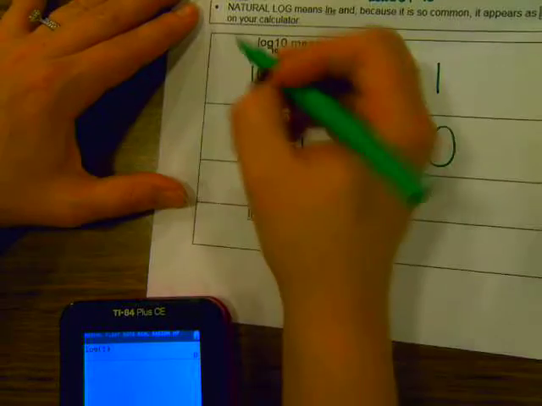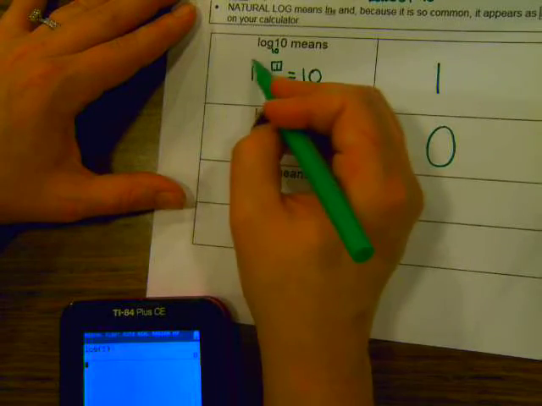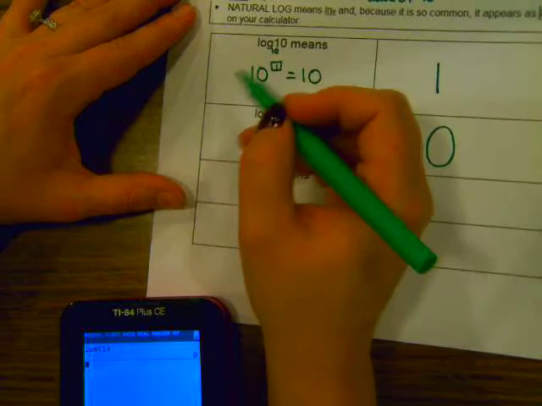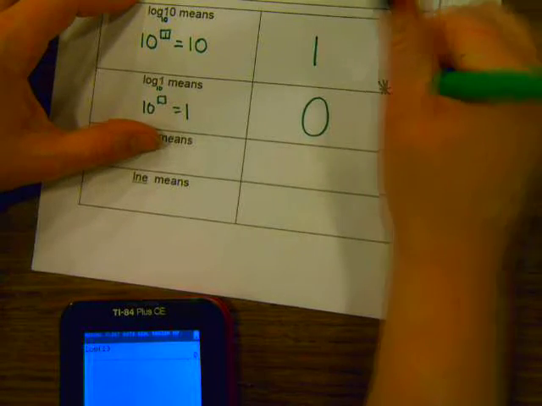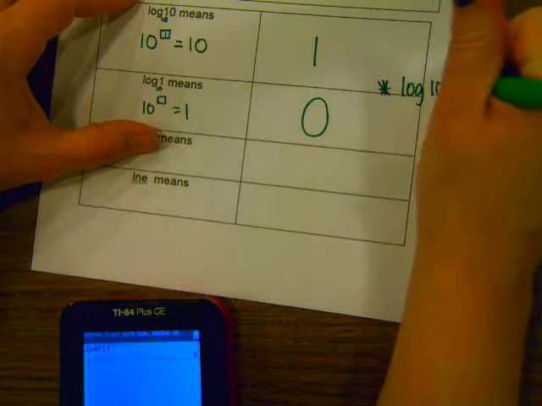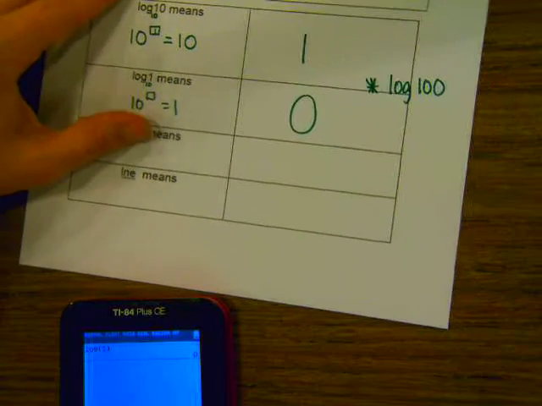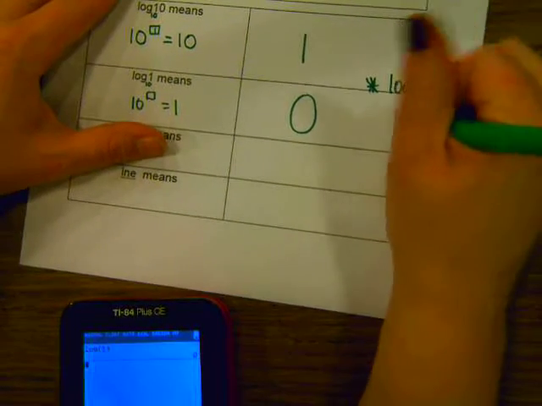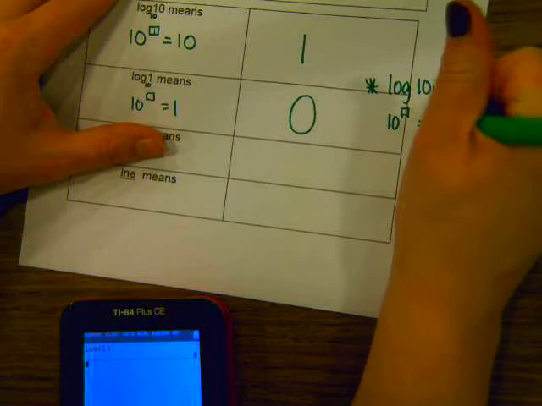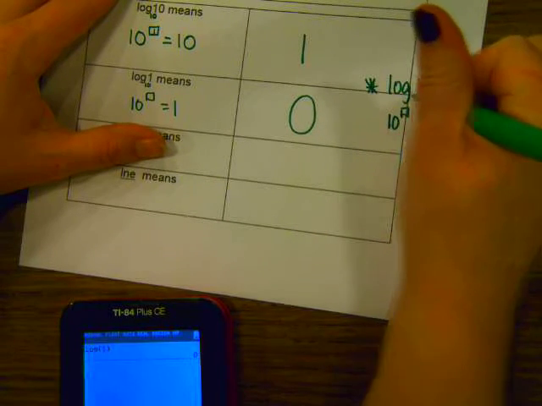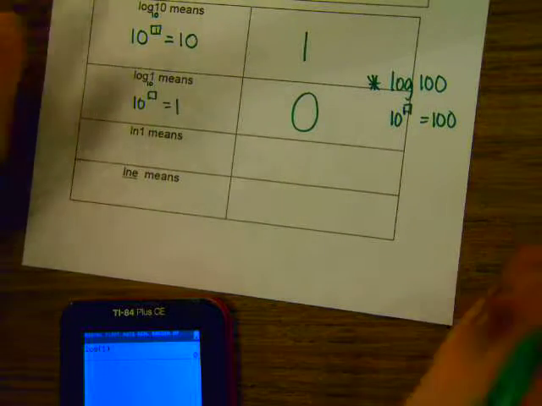So notice they will not have the little 10. So if you just see, for example, log of 100, just an extra example of it, this is saying 10 to what power makes 100. It's never going to write the little 10 there. Okay, keep that in the back of your mind.